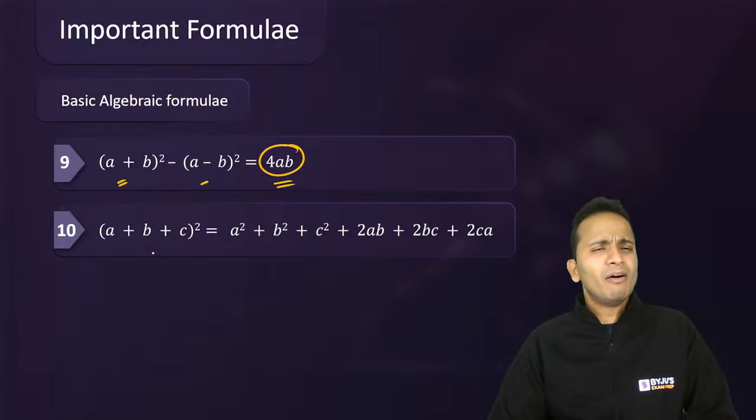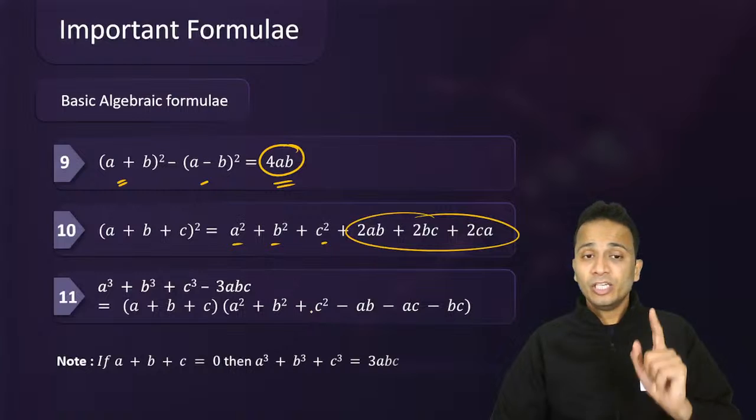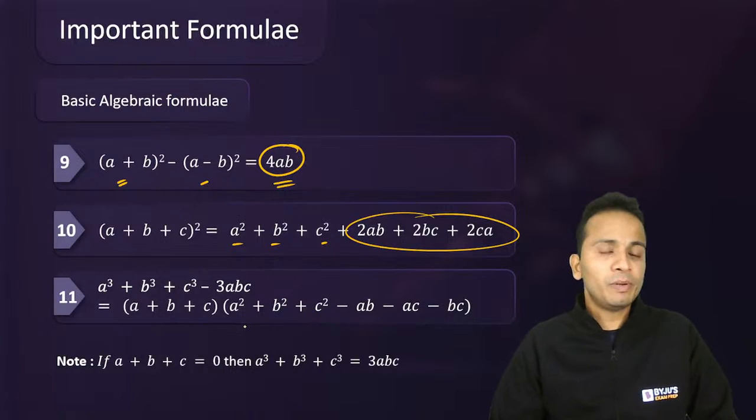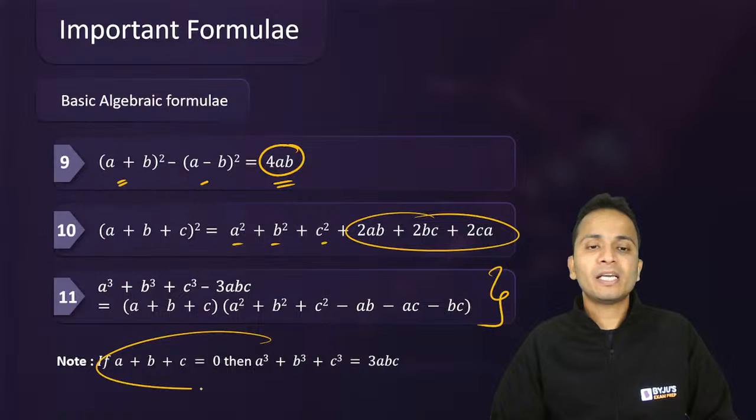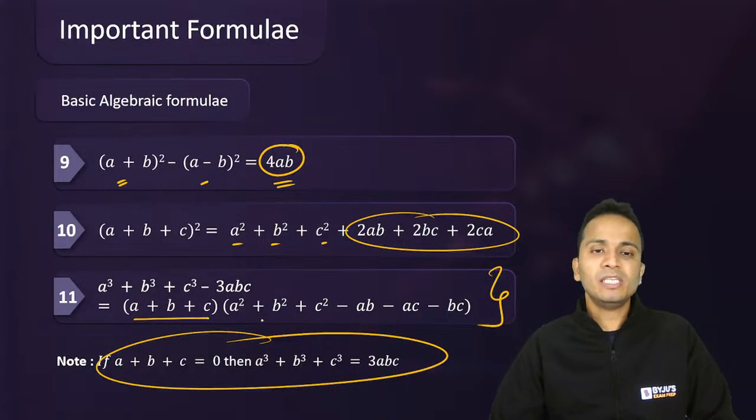The next formula is rarely used, I haven't seen this one used much. So (a+b+c)² is a² + b² + c² plus twice of (ab + bc + ca). Okay. Next, this formula is used at a lot of places, not in this form, but in this form. So formula number 11, a³ + b³ + c³ − 3abc is equal to (a+b+c) multiplied by (a² + b² + c² − ab − ac − bc).